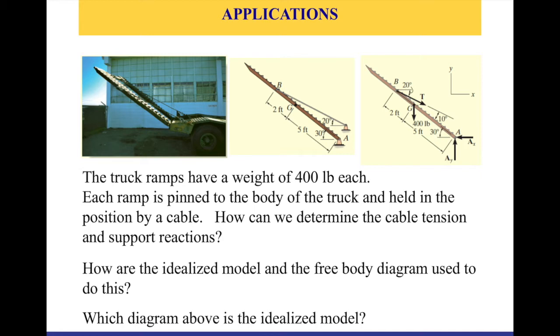Also, how are the idealized model and the free body diagram used to do this? We start with a real life structure like ramps on a truck, and then you need to move to an idealized model, which is the picture in the middle, and also move that idealized model into a free body diagram, which is the picture to your right. So this answers your question: the idealized model is the one in the middle. And if you notice in the idealized model, we have the pins at point A and the point above it. We are going to use a lot of these support reactions, so it's very important for you as an engineer or a student of engineering to be able to identify which type of support reactions are present in your structure, because each of them has a different set of reactive forces to be replaced with, and we're going to discuss that in the coming videos.